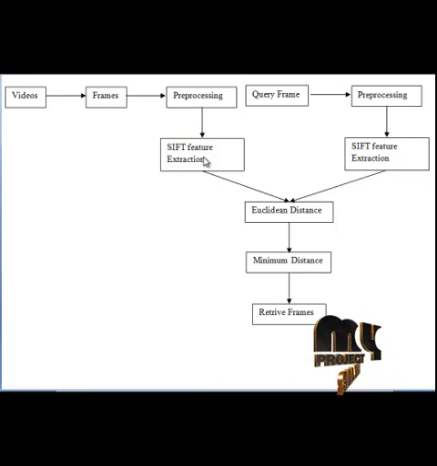Then we are extracting the SIFT features for all the images in the database. Scale invariant feature transform is an algorithm in computer vision which detects and describes the local features in the image. It has many applications. Mainly here we are using SIFT features to extract the edge values from the input frames.